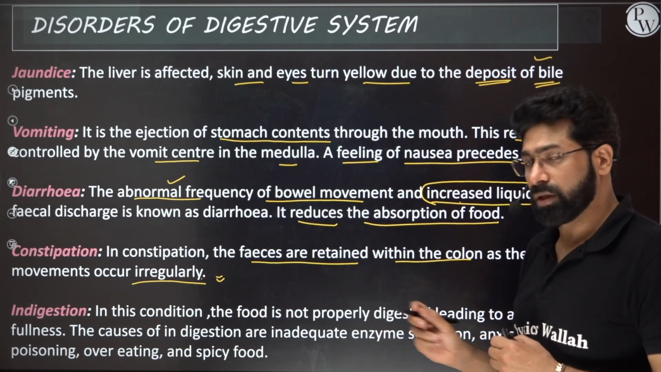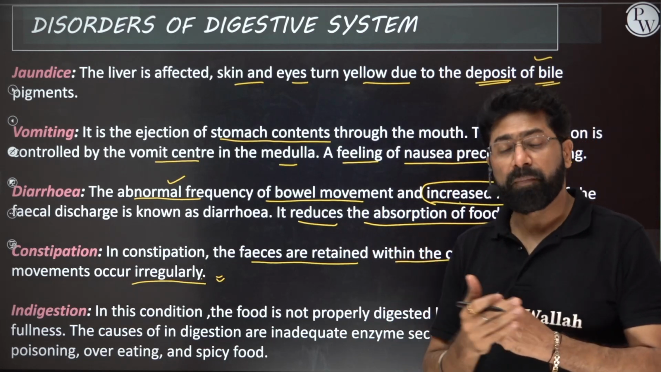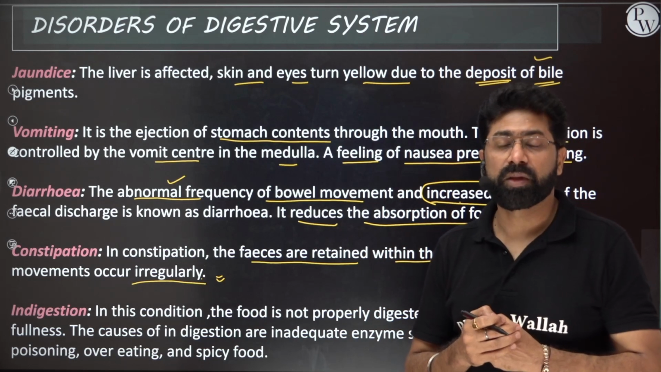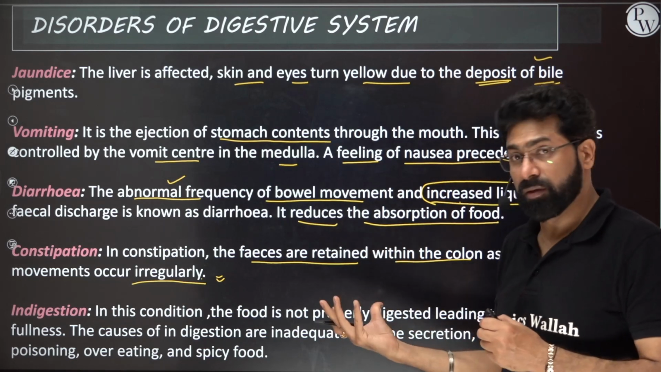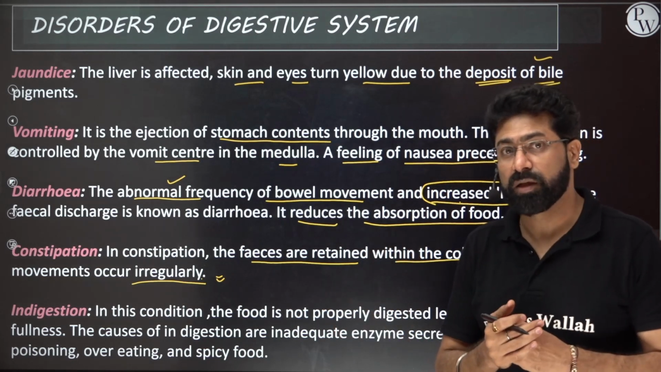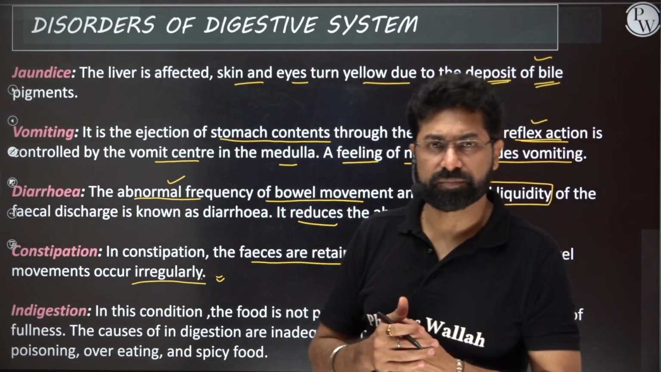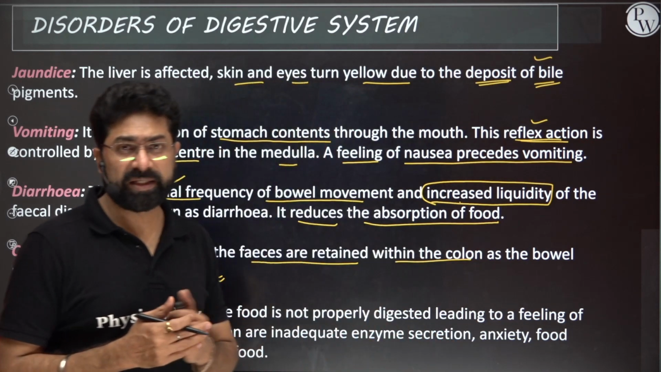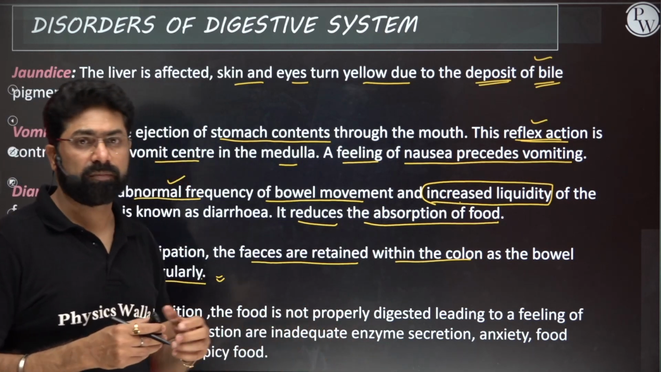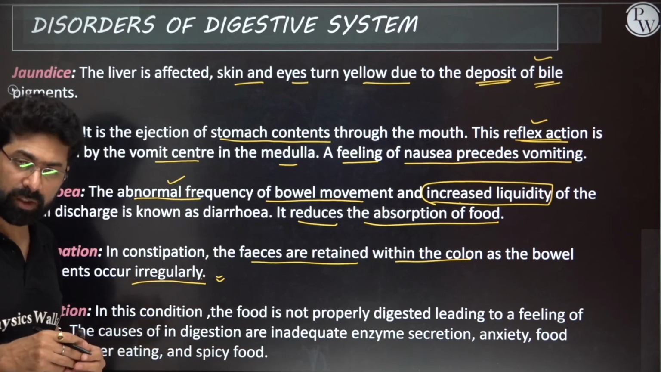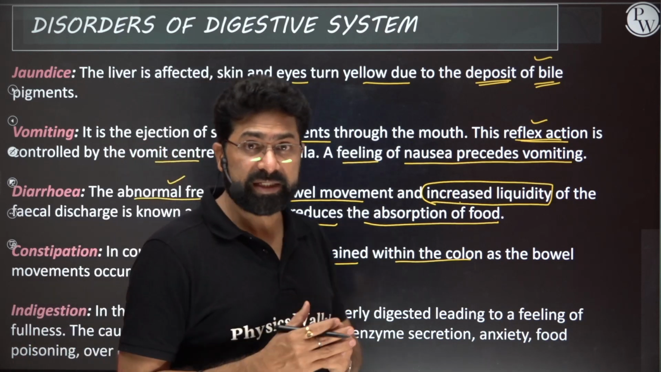Indigestion. In this case, proper secretion of enzymes may not take place. If proper secretion of enzymes doesn't take place, that can lead to what? Indigestion. One can have the feeling of fullness, but the problem is digestive enzymes are not being released properly. And there can be many reasons for this, like eating too much spicy food, or having too much anxiety can also cause indigestion. So this was all about the basic disorders of the digestive system.